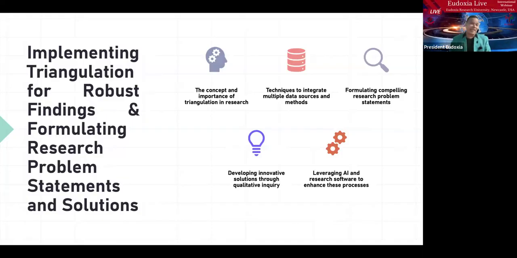We can also understand that he is very angry with our decision or our suggestion. And why is it happening most of the time? Because they are not going in depth. Qualitative research is in-depth research. So you see that we need to understand formulating a compelling research problem, then leveraging AI, how we will use it and develop the innovative solution.